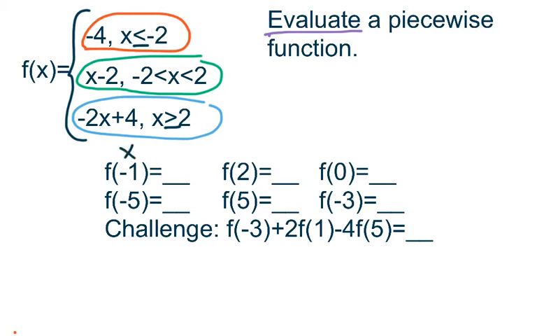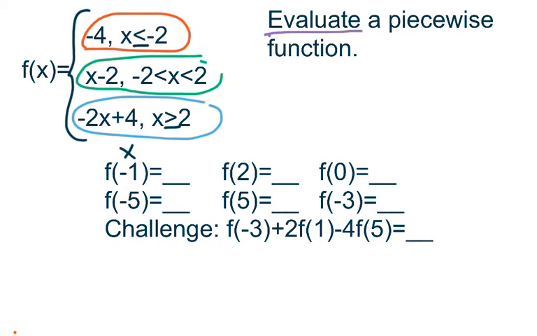Anytime there's a number in the parentheses, it's going to be your x coordinate. So now we're going to figure out where does -1 fall in the restricted domains. So if -1 is less than or equal to -2, it's going to go in the red. If -1 is between -2 and 2, it's going to go in the green. And last, if it's greater than or equal to 2, it's going to go in the blue. So think about -1. -1 is between -2 and 2, so it's going to go into the green one.